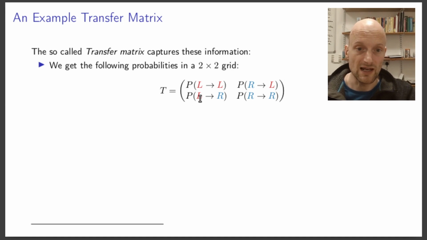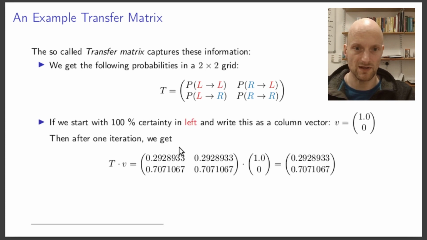And then in the lower left-hand corner of this matrix is the probability of starting on the left and ending on the right. And finally, in the lower right-hand corner is you start on the right of your interval and you end up on the right of your interval. And using these numbers from before, we can calculate the full T matrix, and this is what we get.